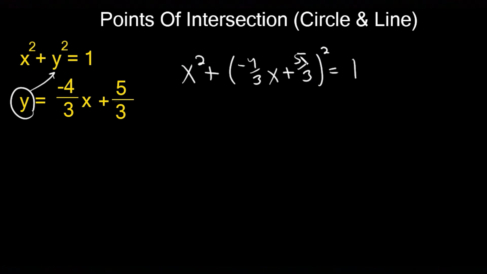Now, this is where it can get a bit messy because you actually have to do FOIL here. I have a binomial right here, and it's being squared. I have to FOIL it out. So for example, when you FOIL this out, we're going to write it side by side.